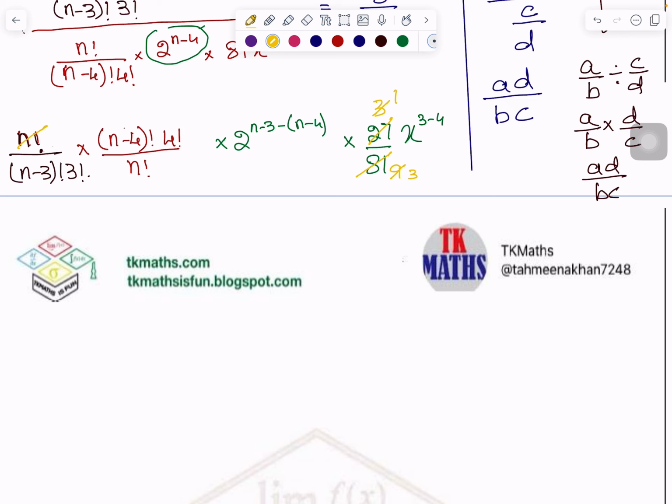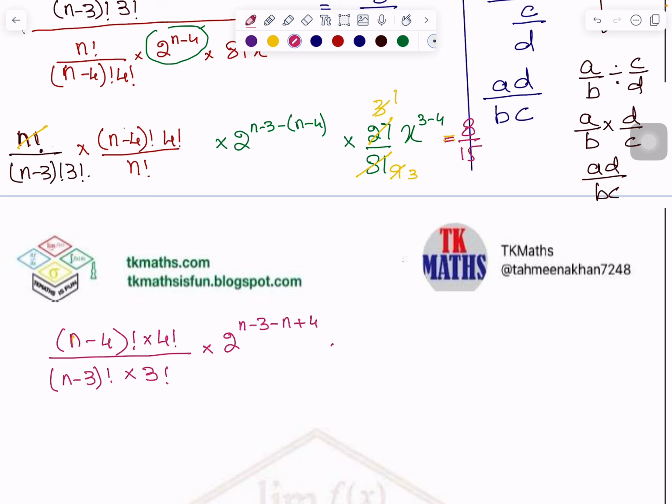So now I'm writing it again here. I'm writing the left hand side first, and by the way, here I have 8 over 15. Don't forget it, it is still here. I'm simplifying the left hand side first of all: (n minus 4) factorial into 4 factorial divided by (n minus 3) factorial into 3 factorial, and this side I have 2 to the power n minus 3. I'm explaining slowly, so that's why it is taking time, but once you know this concept, you will do it very fast.